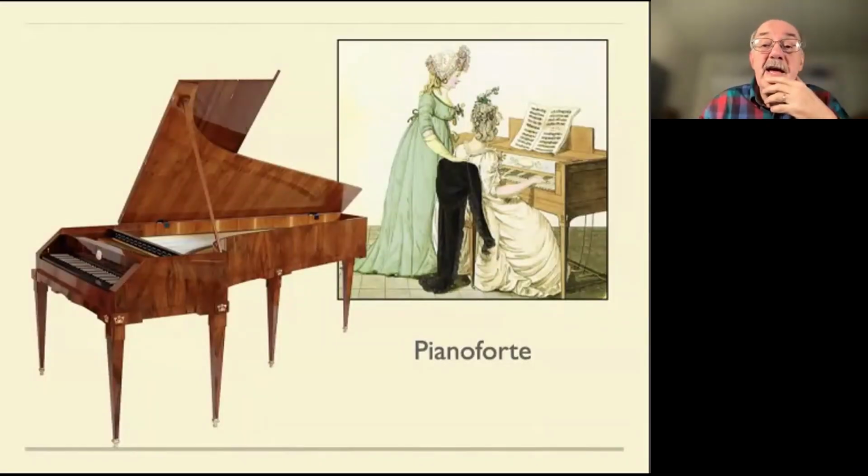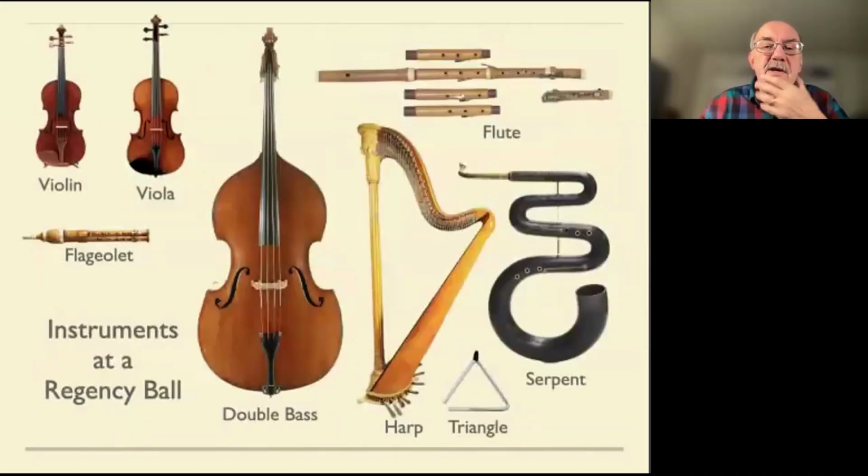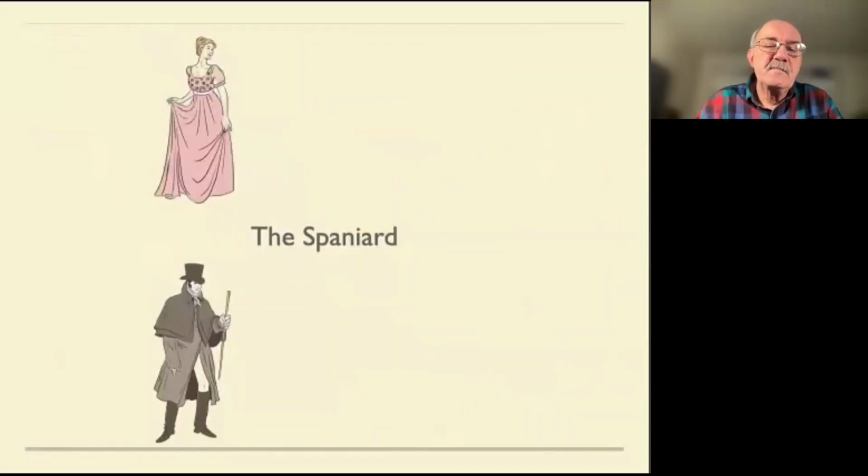So, what would we have at a ball? What would be played with more people? Well, these are some of the instruments that you might see. It could be as simple as two violins or other instruments such as this, though probably not all at once. Tunes from this period are almost always set in cheery major keys, and I'll give you just a couple quick samples of typical Regency music.